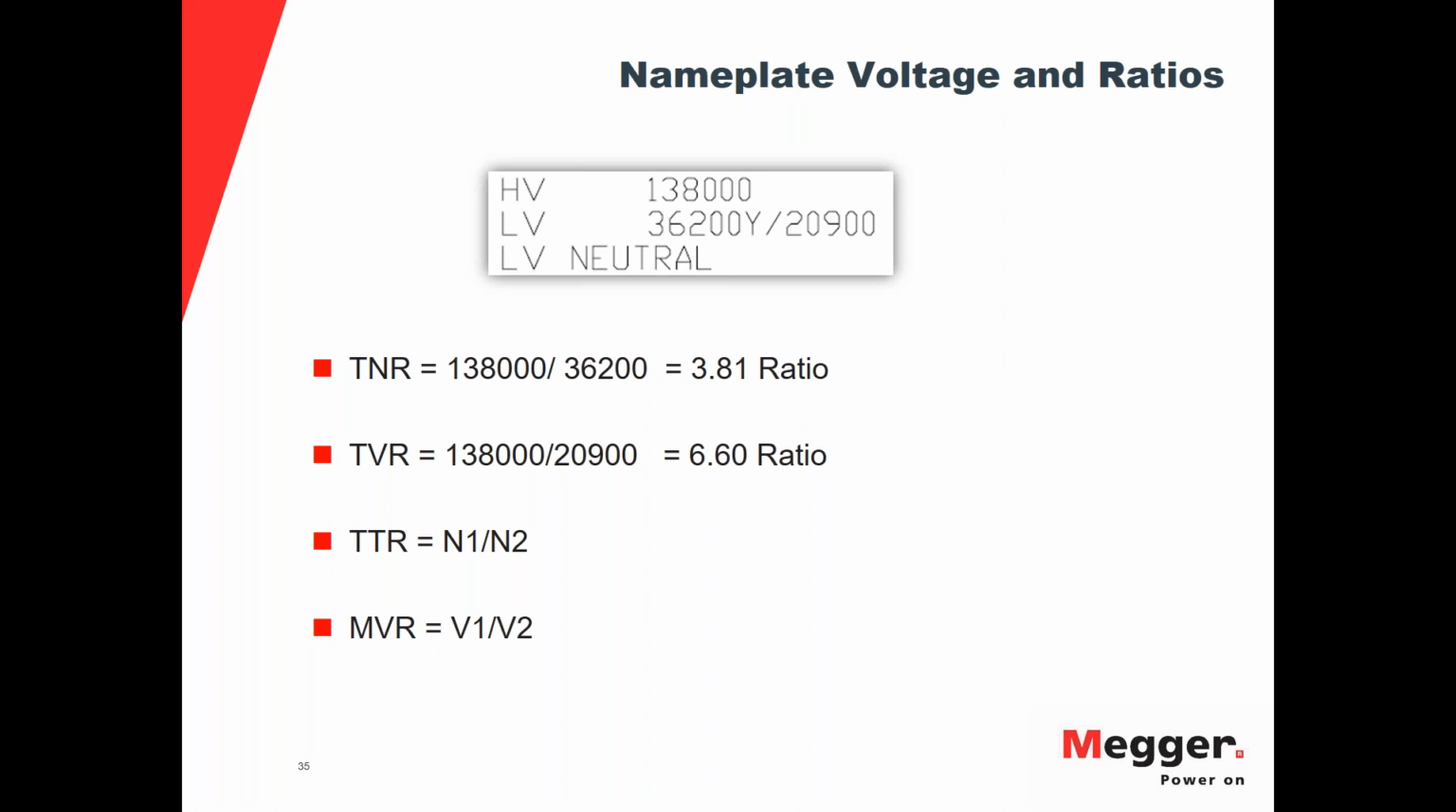And then we have our TTR. Again, that's our number of physical turns to the number of physical secondary turns. And then we have our MVR. Again, that's our applied voltage, and then our measured voltage.